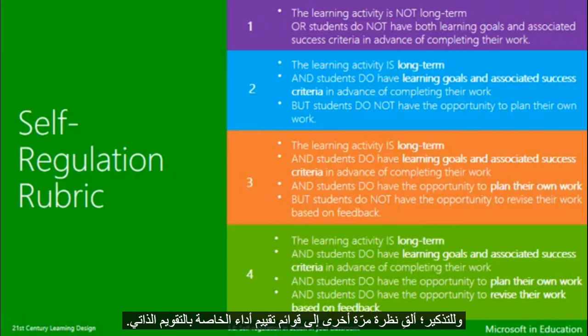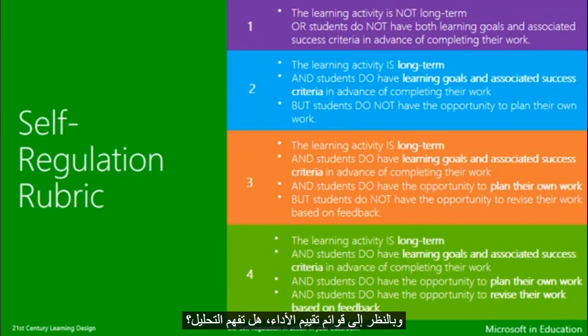As a reminder, take a look again at the self-regulation rubric. Looking at the rubric, do you understand the analysis and how you can code learning activities? Do you understand the criteria for each of the codes? For example, as you can see, to achieve a code 2, the learning activity is long-term, and students do have learning goals and associated success criteria in advance of completing their work. But students do not have the opportunity to plan their own work.